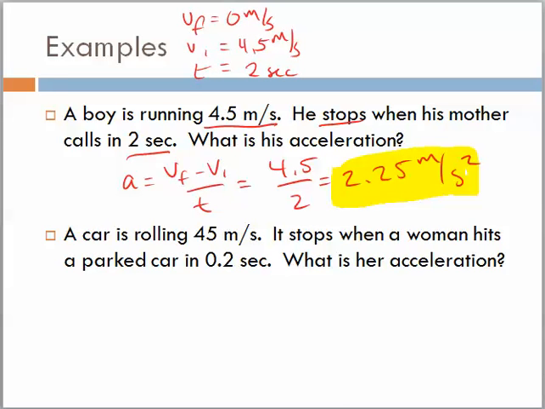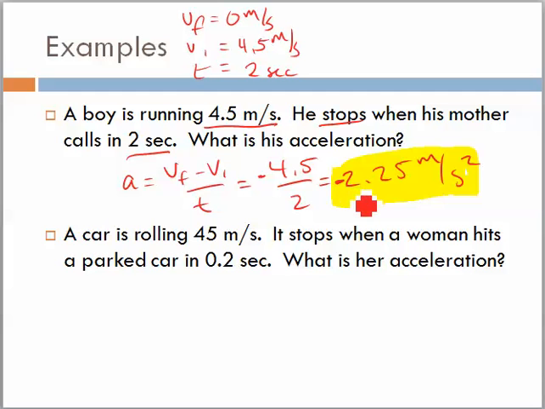I've gone ahead and worked it out. I used our equation for acceleration, and I said his final velocity was 0, his initial velocity is 4.5 meters per second, and the time was 2 seconds. When you divide this out, you get 4.5 divided by 2, or 2.25 meters per second squared. There's one thing I did leave out, and that is the fact that this is negative, because it would be 0 minus 4.5.